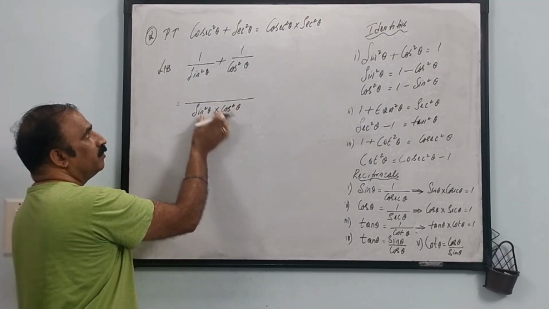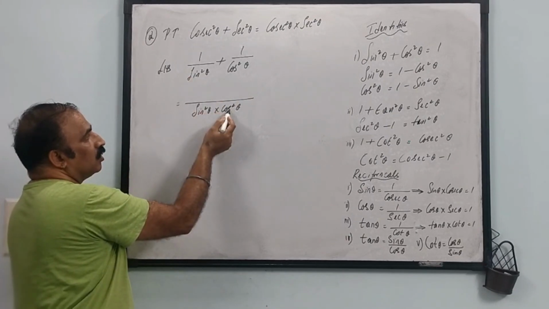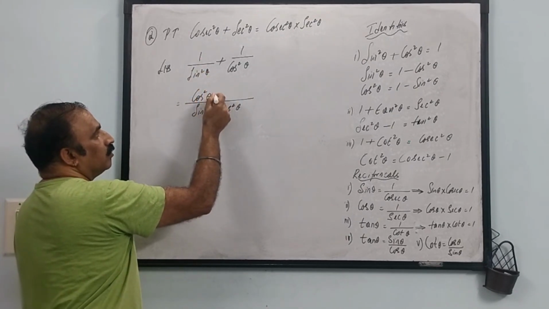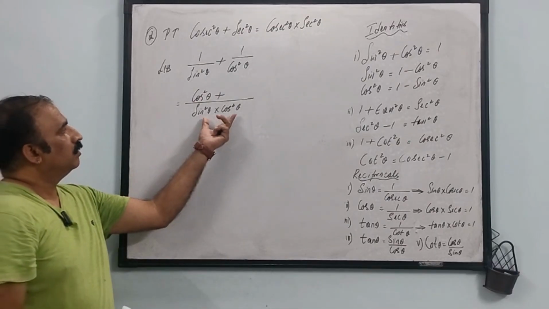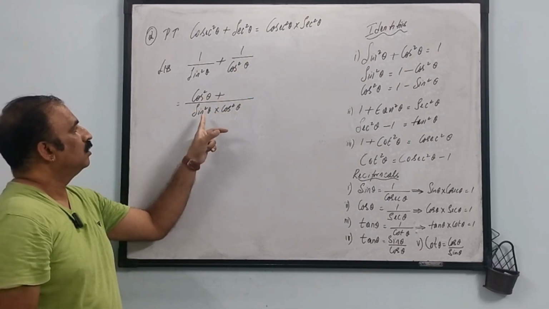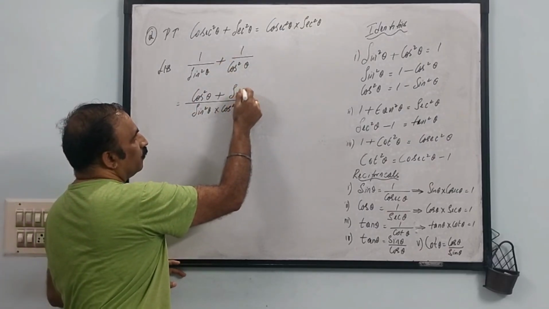Now I take this LCM and multiply it to the first term. Sin square theta gets cancelled. Cos square theta into 1 is going to be equal to cos square theta. Plus, the same way, this part is taken and multiplied here. So cos square theta gets cancelled. Sin square theta into 1 is going to be equal to sin square theta.